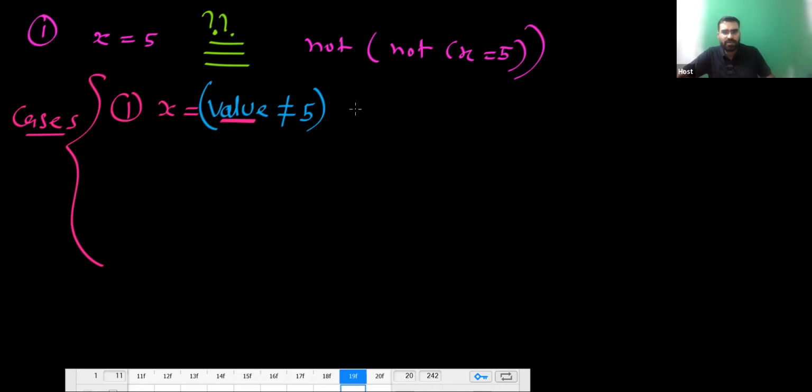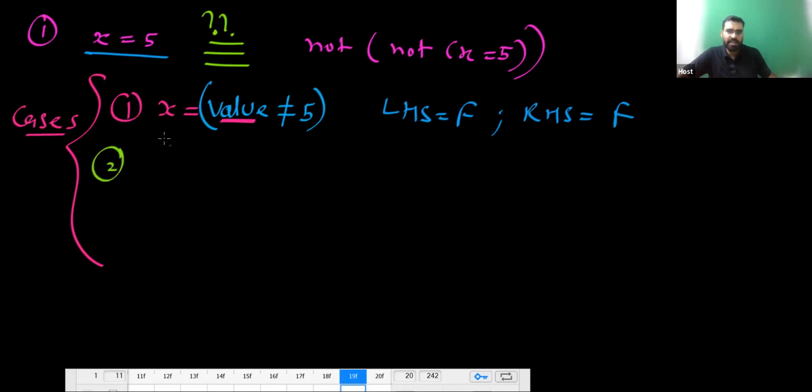Now in this situation, what will happen? If x is a value other than 5, then this will be false, this will be true, this will be false. So in this situation, both are false. LHS is also false, RHS is also false. Correct? Agree?